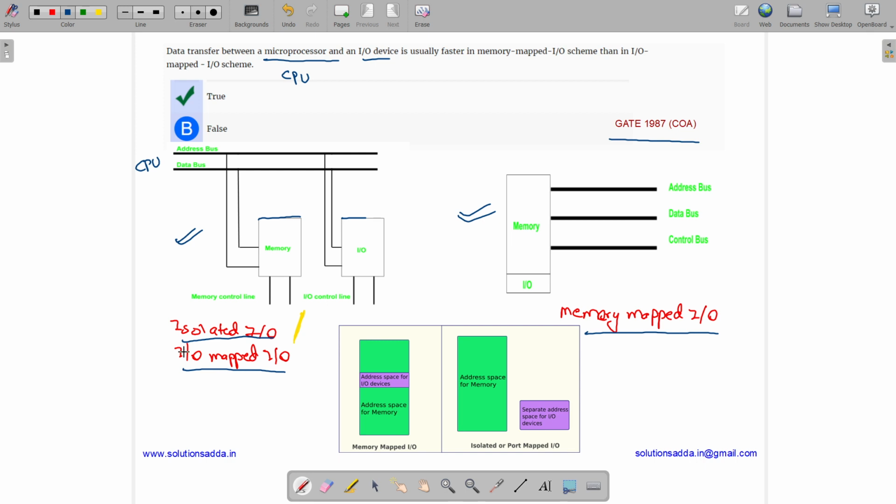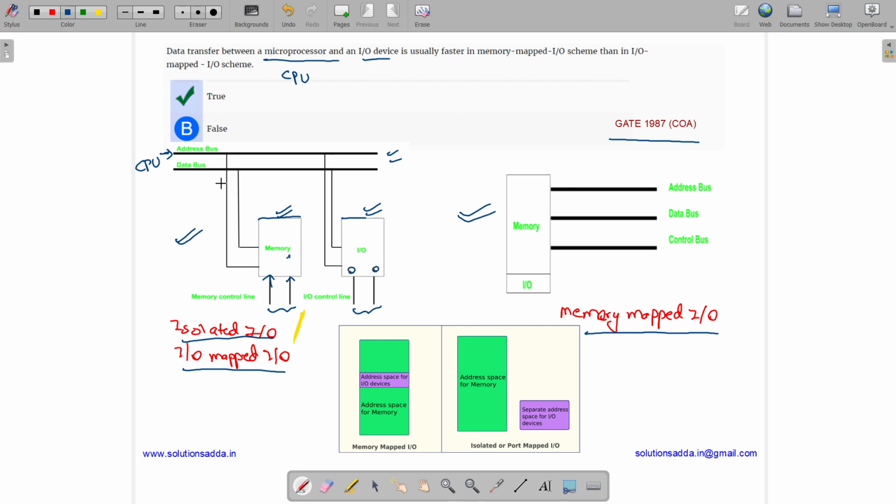In the isolated IO scheme, we will have a common address bus for both memory as well as the IO devices, and the control signals would be separate for both. Suppose the CPU wants to read something from memory. It will give the address in the address bus, and it will then set these control lines to be true and these to be false, so that it can read from the memory.